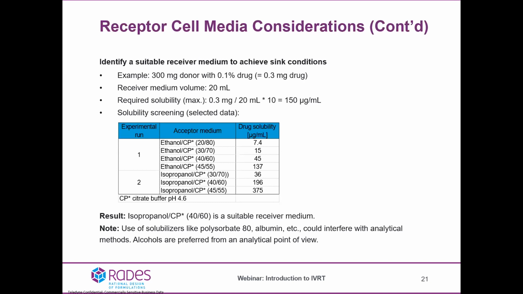We tested different samples, and in this case, an isopropanol citric acid buffer mixture in the ratio 40:60 fulfills the requirement for sink condition, with a solubility of 196 microgram per ml. If different solvent mixtures fulfill the requirement, use the mixture with the lowest co-solvent concentration.